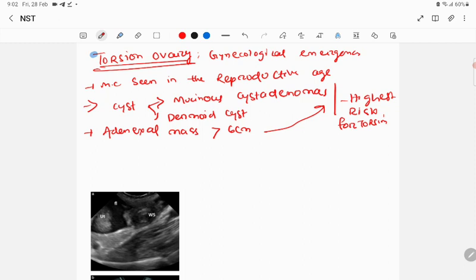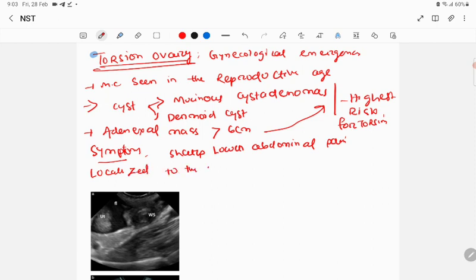What are the symptoms? Usually they present with a sharp lower abdominal pain that is localized to the involved side, and it is radiated to the flank, groin, and thigh.